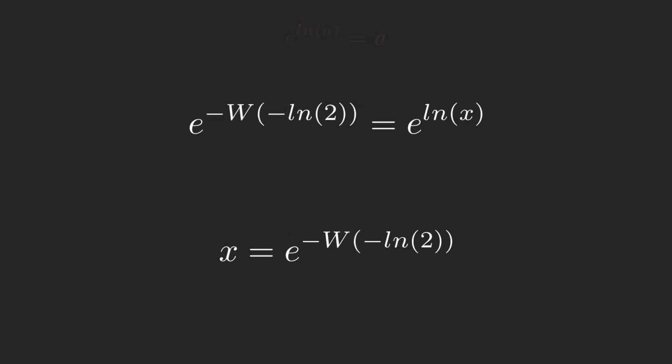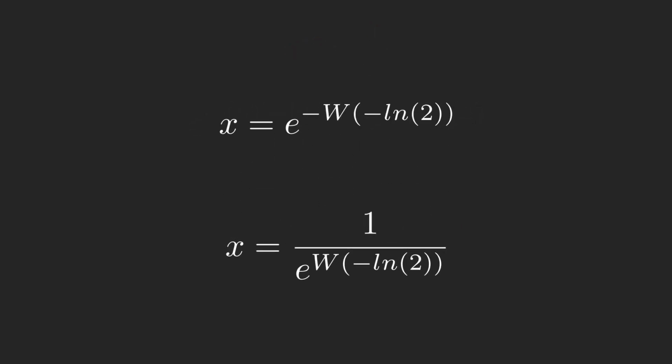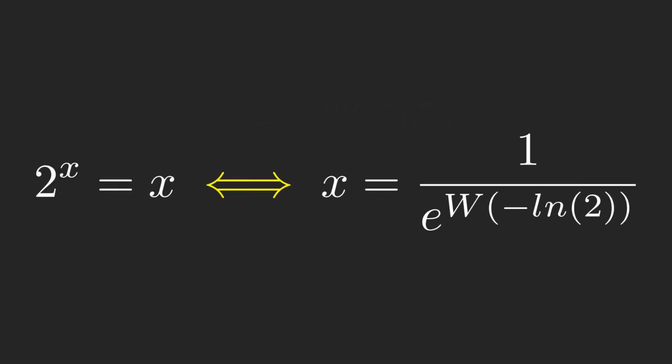The last thing we can do to simplify the expression on the right is noticing that when a number is to the power of a negative number, we can move it into the denominator. The final answer is therefore that when 2 to the power of x equals x, x is equal to 1 over e to the power of the Lambert W function of minus ln of 2. It actually turns out that this answer is not a real number but a complex number.